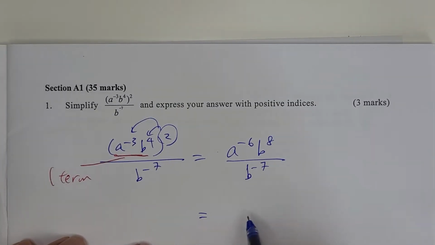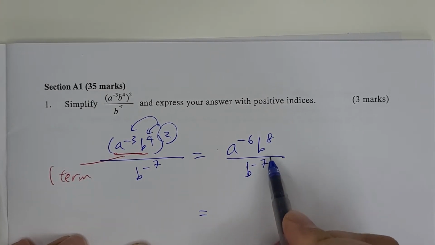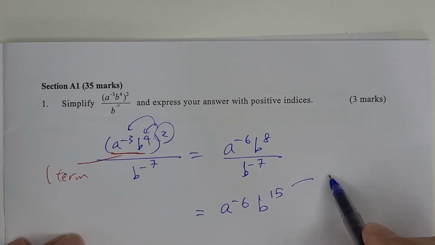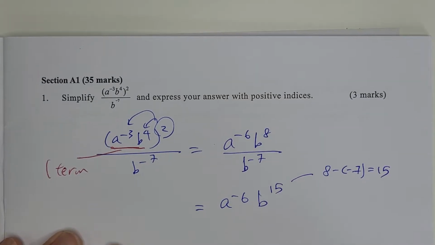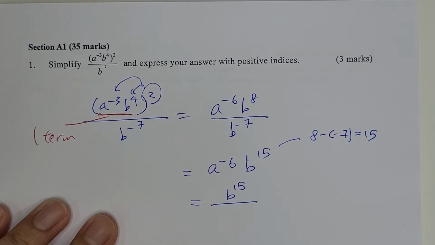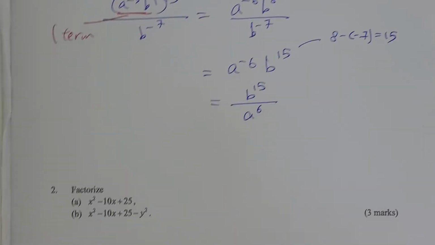And next, when you are doing the division with the same variables, just perform the subtraction of the index. So a to the power negative 6 and then b should be 15. Why? Because 8 minus negative 7, that's positive 15. You need to change it back into positive indices. So final answer, b to the power 15 in the numerator, a to the power 6 in the denominator. So that's the end of first question.